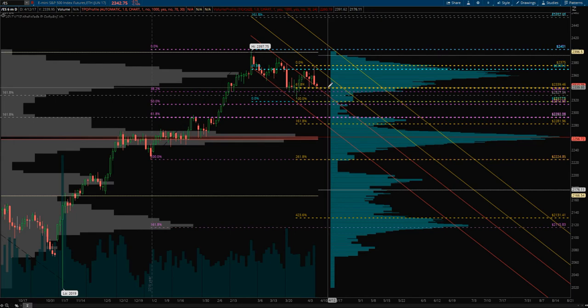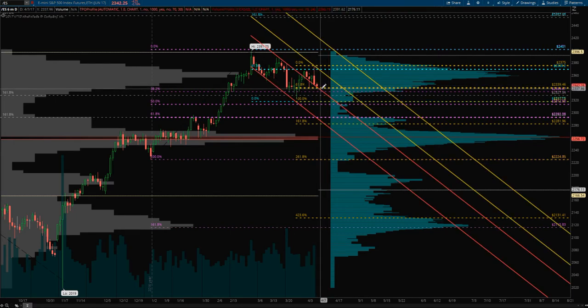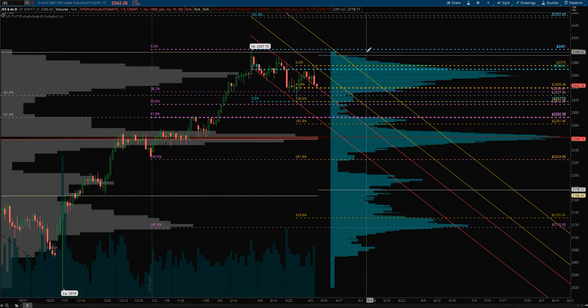So what happens if price doesn't bounce this tertiary 61.8? Well, we can see from the 6-month that all the volume has been built into range.